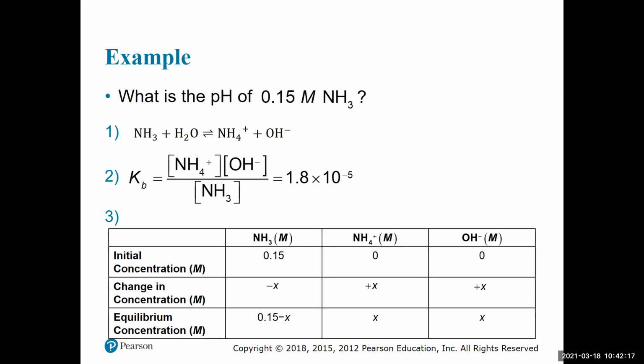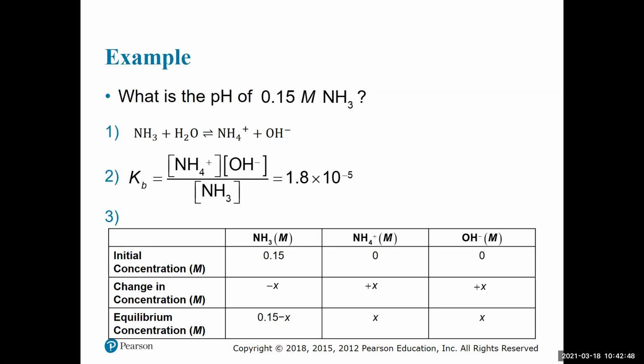The first thing we do with these is write out our reaction. That equilibrium equation is NH3 plus water gives us ammonium ion, NH4 plus, and hydroxide ion, OH minus. We know it's an equilibrium expression because we've got the double arrows there. And that also tells us, because of the double arrows being equilibrium, that it's a weak base.